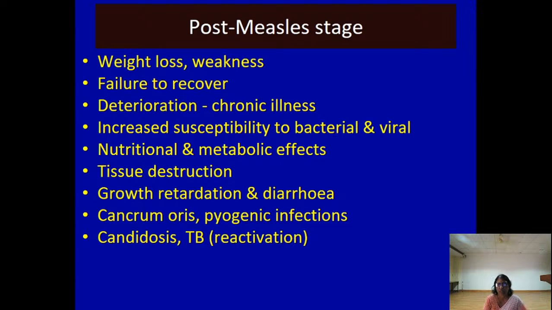I will be going through the slides. That time I will explain you all what are the complications of measles. And then the cancrum oris, the buccal cavity. Then the pyogenic infections, bacterial infections are common. Then your fungal infections, candidiasis. And when the child is having latent tuberculosis, the tuberculosis gets reactivated.